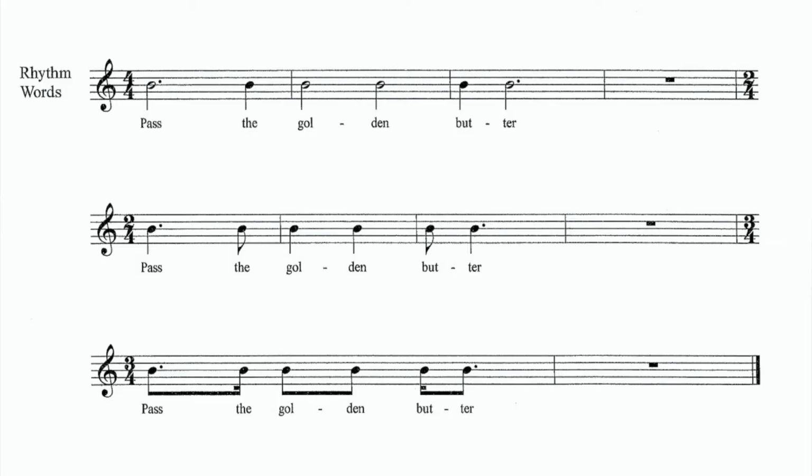1 E and a 2 E and a 3 E and a Pass the Golden Butter. Then you can actually go faster with this. 1 E and a 2 and a 3. Pass the Golden Butter. So on the little chart, it shows the different notations for quarter, eighth, and 16th for the 12 beats for Pass the Golden Butter.